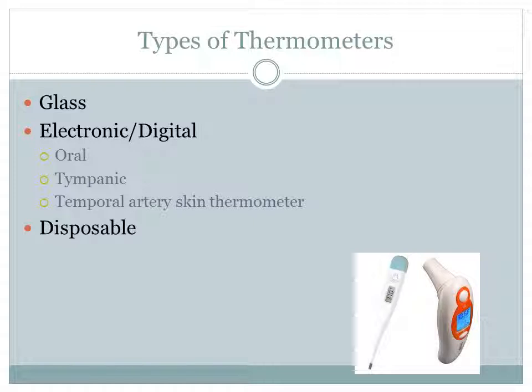And then you have the disposable thermometers. These are usually a temperature-sensitive tape that is placed on the forehead or the abdomen. They are the least accurate.